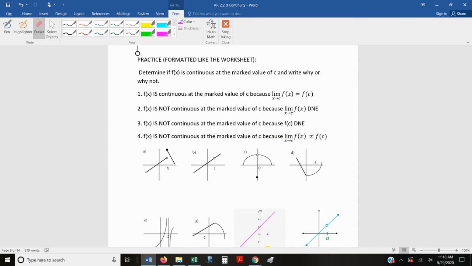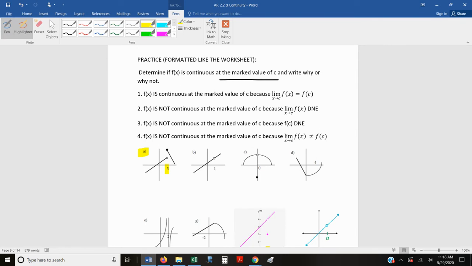So I'm going to try to help you with that. It says at the marked value of C. So you're going to determine, do you have continuity? Yes or no? And if you don't, what's the reason why? So if we look at part A, the marked value of C is talking about the number that they wrote in. So they want you to examine the continuity at x equals 3.